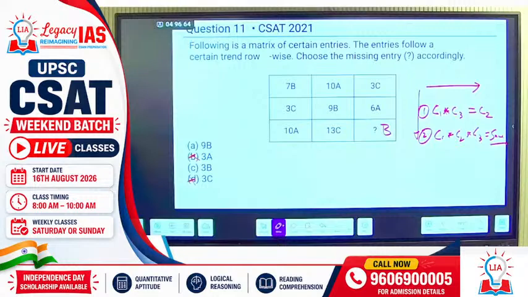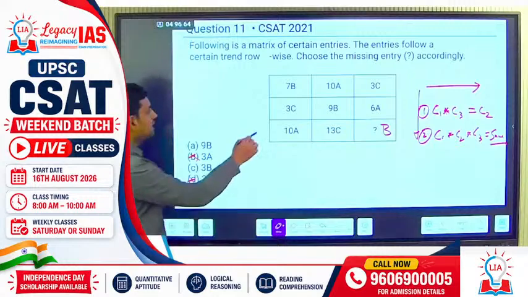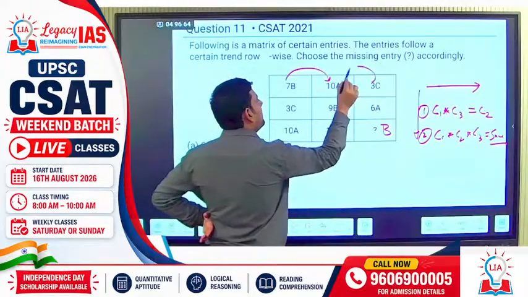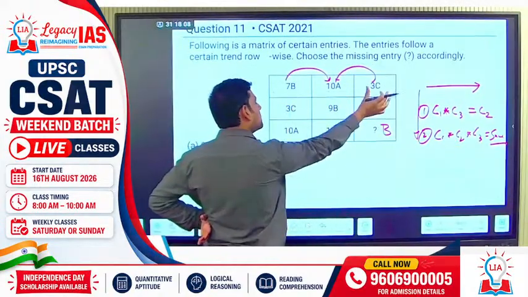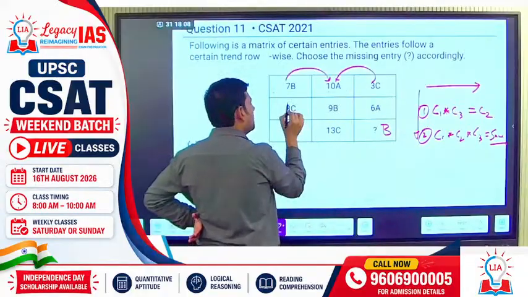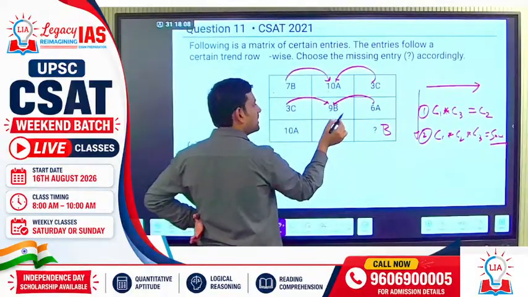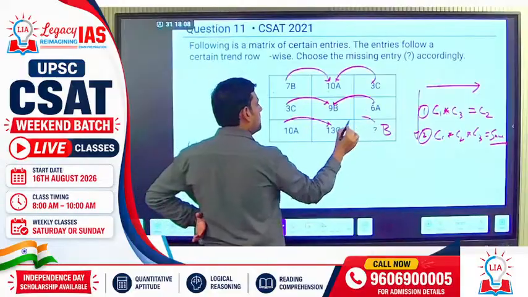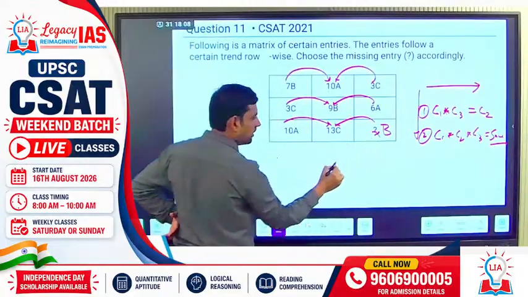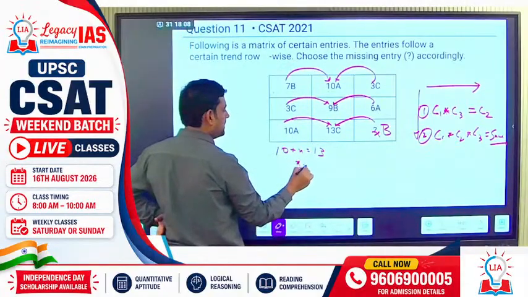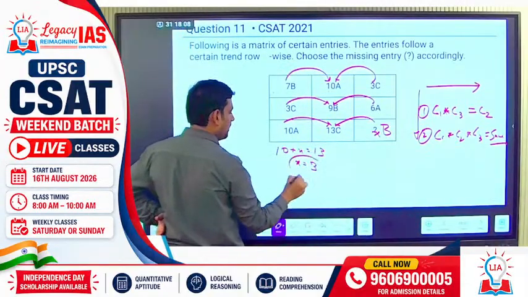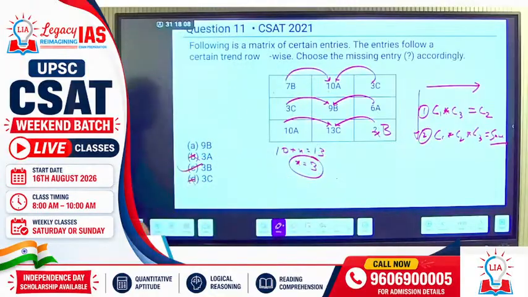What is it? So this is 7. 7 plus 3, 10. Can you see? The entry in column 1 plus column 3 is giving you column 2. Then 3 plus 6 is 9. Then 10 plus this number, let's call it x. Correct. So 10 plus x has to be 13. What is x? 13 minus 10? 3B becomes the answer.